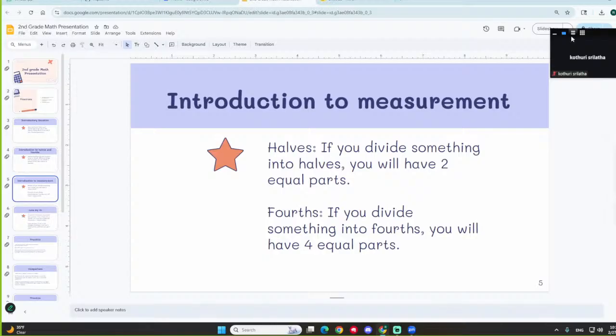Introduction to measurement. Halves. If you divide something into halves, you'll have 2 equal parts. Fourths. If you divide something into fourths, you'll have 4 equal parts.